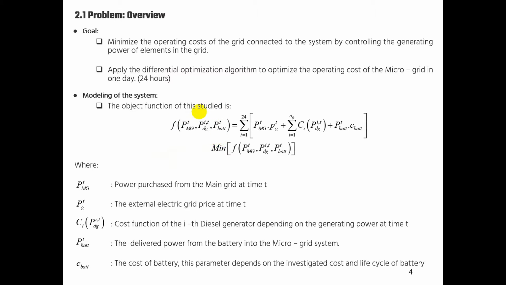You can see here our objective function, where P_M(t) is the power purchased from the main grid at time t. Price(t) is the external electric grid price at time t. C_i plus P_DG,i(t) is the cost function of the i-th diesel generator, depending on the generating power at time t. P_battery(t) is the power delivered from the battery into the microgrid system. And C_battery stands for the cost of the battery. This parameter depends on the investment cost and life cycle of the battery.